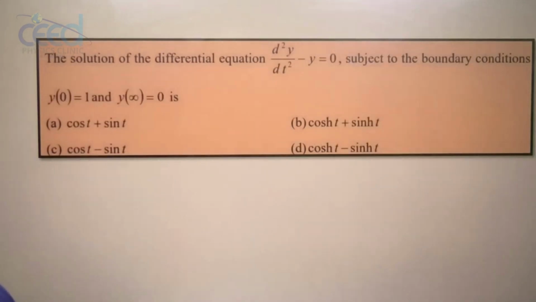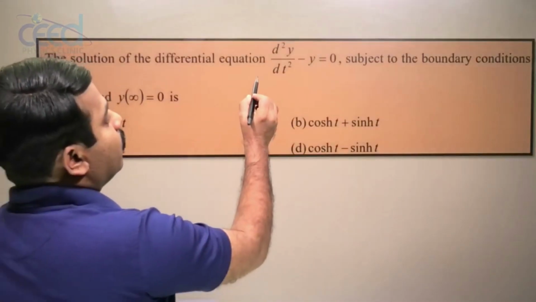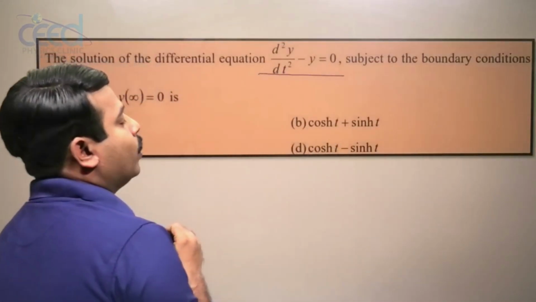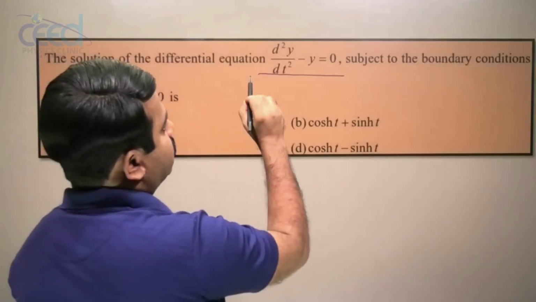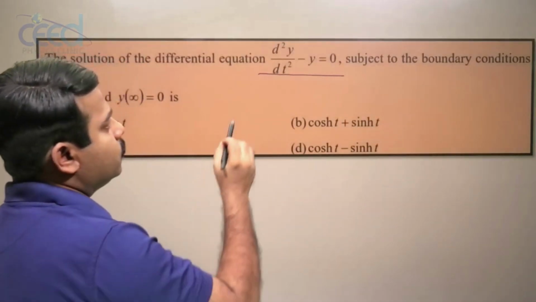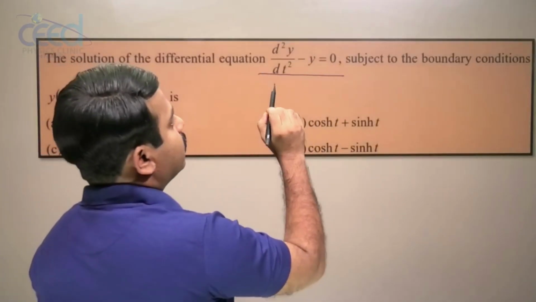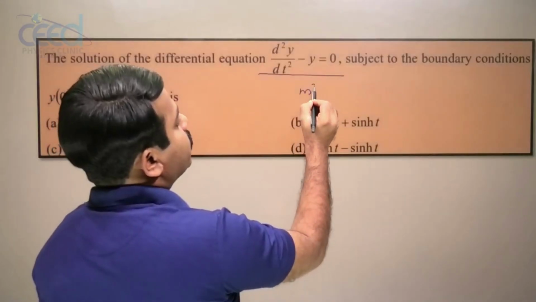See here, one question is d square y by dt square minus y is equal to 0. So this also is a second order linear differential equation. So we have to solve the auxiliary equation. Right side 0, right. Then what is the auxiliary equation?